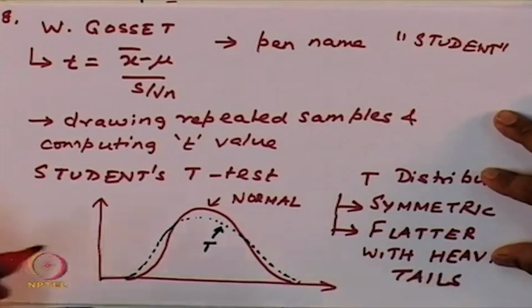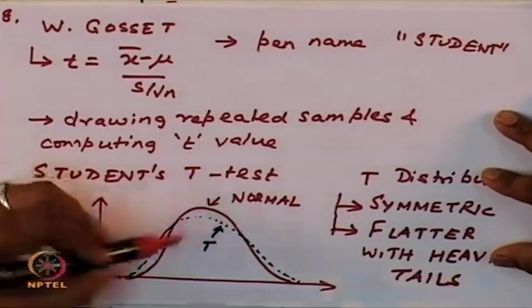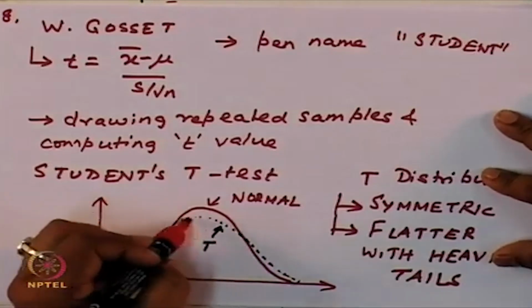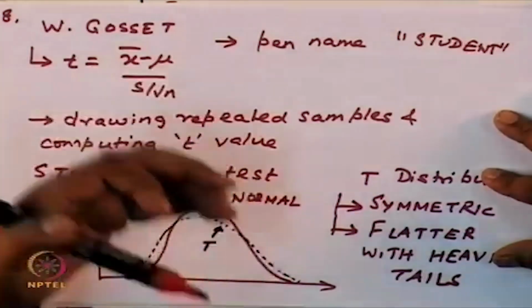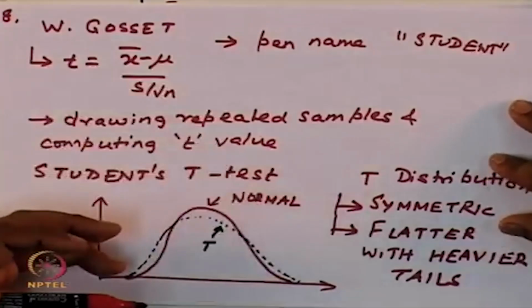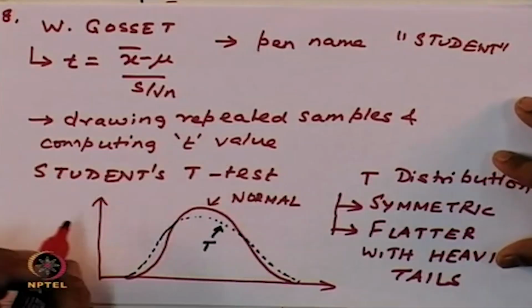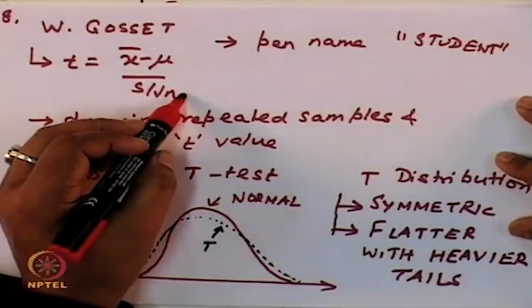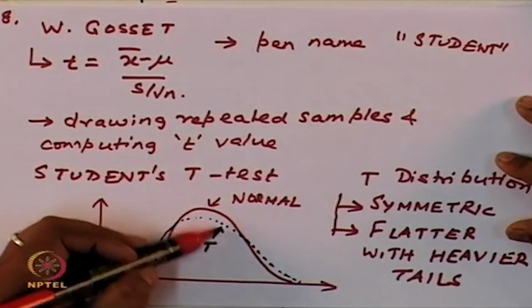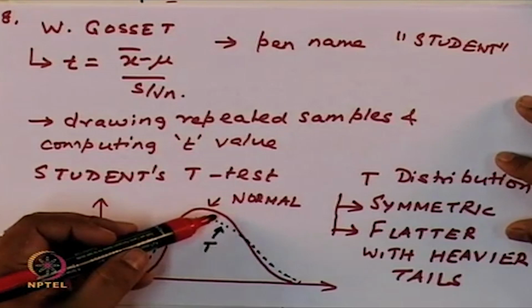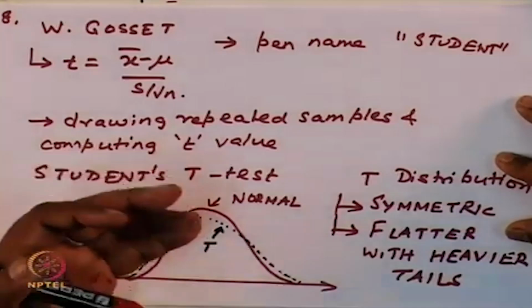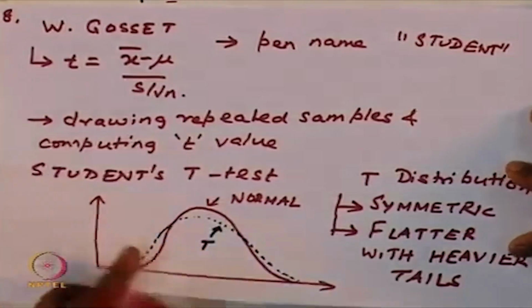What do we mean by heavier tails? You see, in this portion of the curve, these probabilities are higher, and at the peak it is much suppressed. So, this curve is on an average flatter. And as you increase your sample size, as n tends to infinity, the T distribution merges with the normal distribution. So, for large sample sizes, you will get the same value whether you use the T test or the normal distribution.